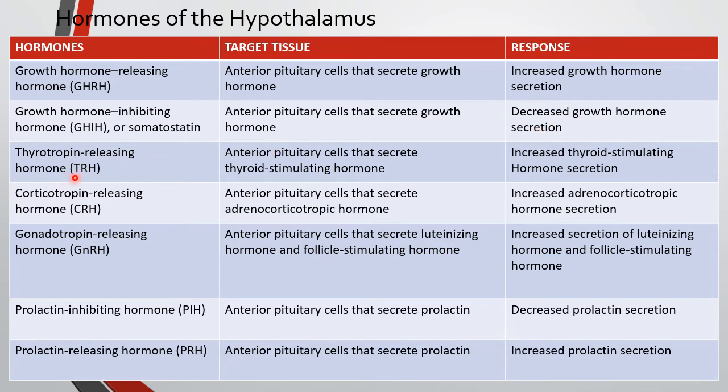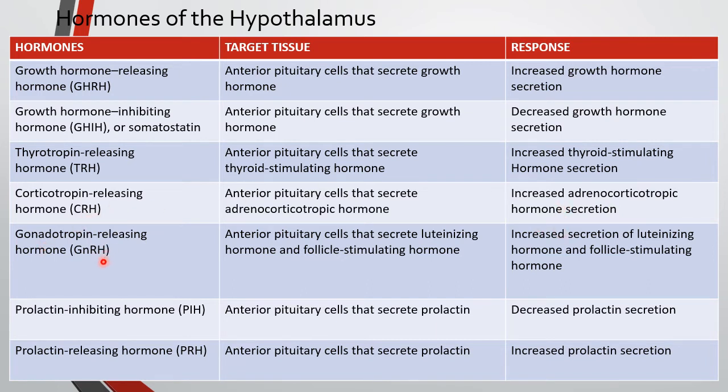So, it will decrease the growth hormone secretion. Another hormone, your TRH or thyrotropin releasing hormone. Okay, once it stimulates the anterior pituitary cells, it will make the anterior pituitary gland to release TSH or the thyroid stimulating hormone. The rest is your corticotropin releasing hormone or your CRH. No? Anong effect nito sa anterior pituitary cells? It will increase the production and secretion of your ACTH or your adrenocorticotropic hormone.